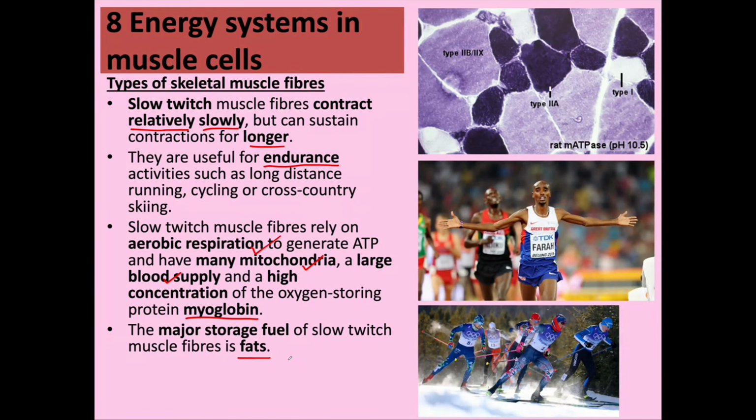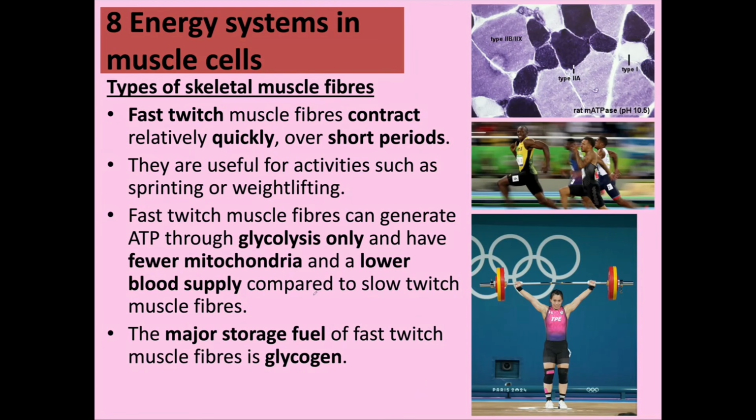Their major storage fuel is fats for slow twitch muscle fibers. Now, fast twitch muscle fibers, as I said before, are in many ways the opposite of slow twitch because they contract relatively quickly. And again, it's all relative. Both of these muscle fibers are actually contracting reasonably quickly, but it's just that the fast twitch ones contract even faster compared to the slow twitch fibers. And they do it over shorter periods, so they're not contracting for as long. Now, they're useful for activities such as sprinting and weightlifting, which we can see in our two images here.